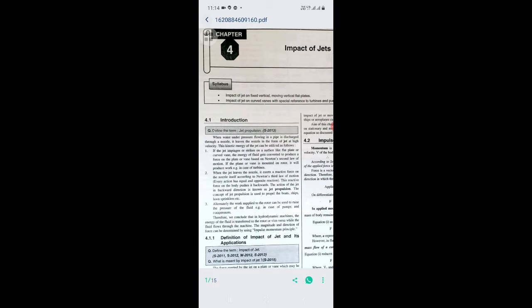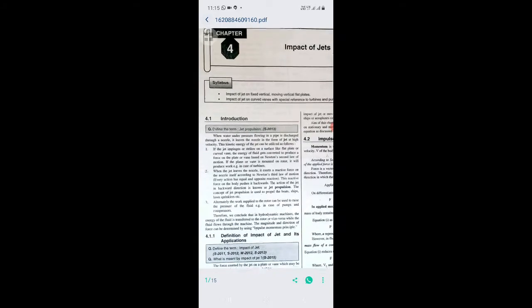When the jet impinges, or strikes, on a surface plate, its energy gets converted into force and work, according to Newton's second law of motion. When the jet leaves the nozzle, it exerts a reactive force on the nozzle. This reactive force pushes it backward, and this action is known as jet propulsion. Alternately, the work supplied to the rotor is used to raise the pressure in a pump and compressor. So this is jet propulsion. Write down the definition of jet propulsion.